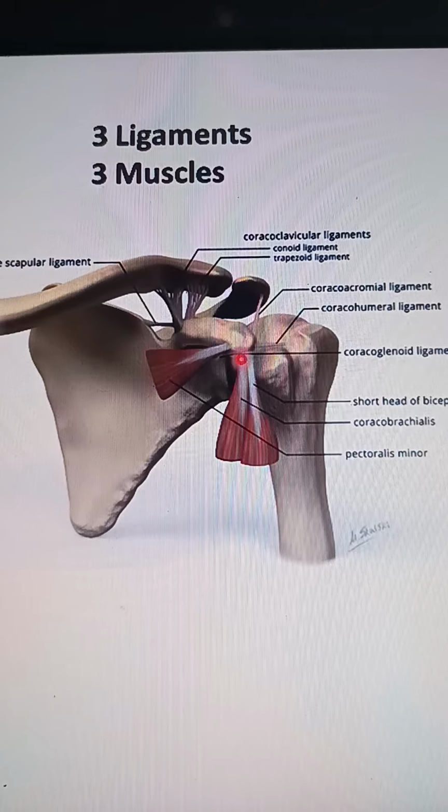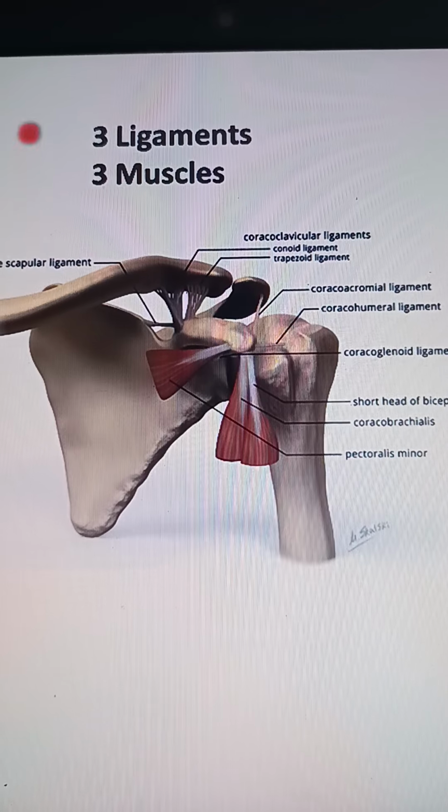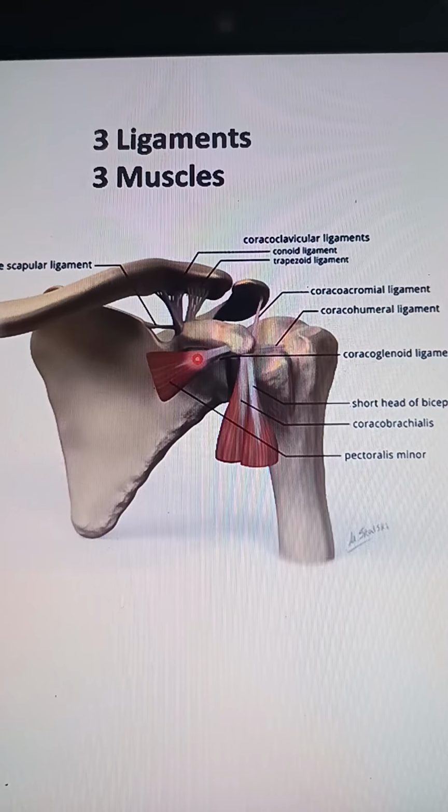So this is a simple way to remember the surface landmark, the ligaments, and the muscles attached to the coracoid process.